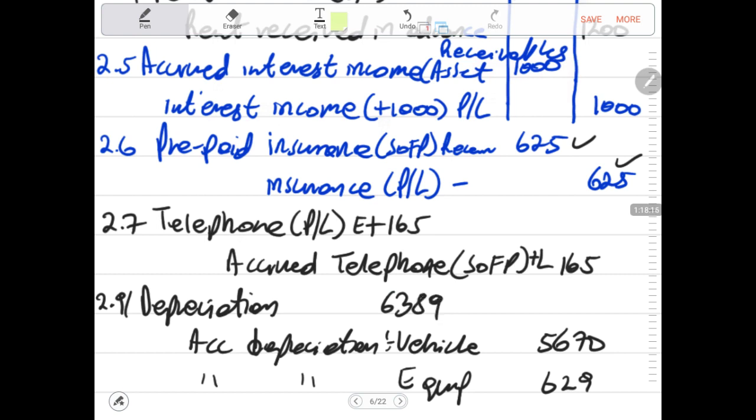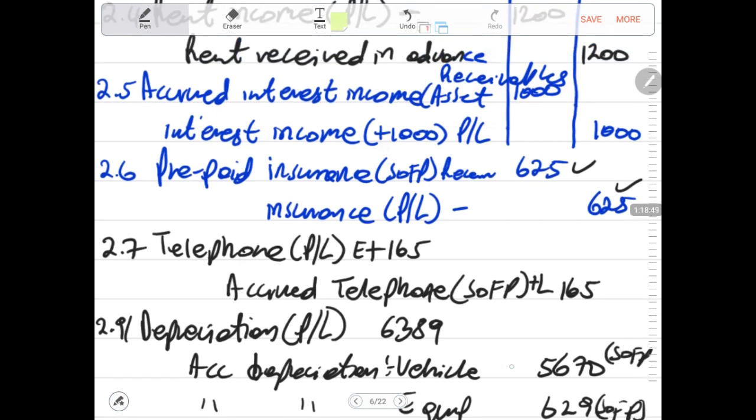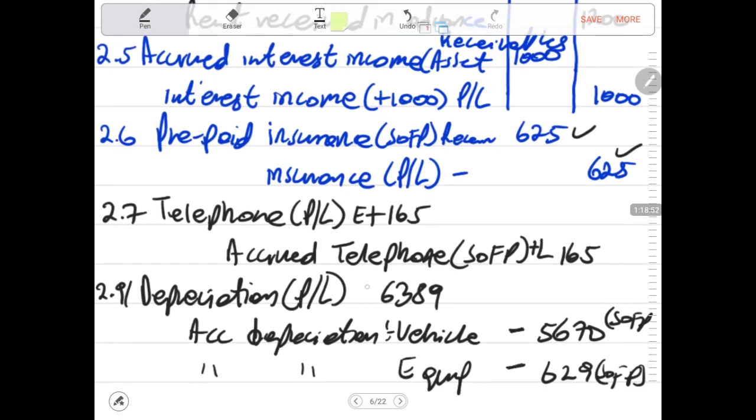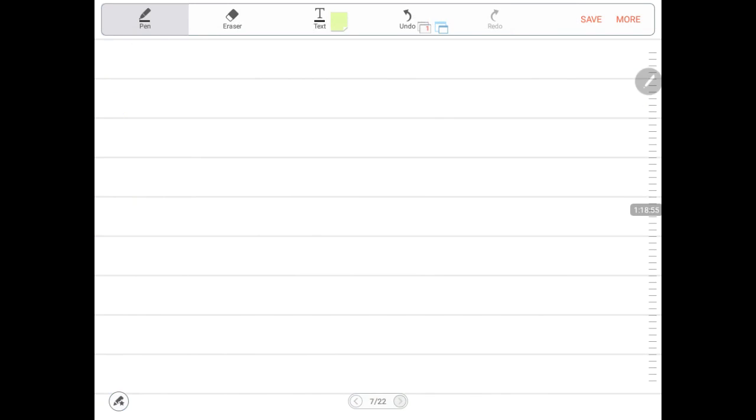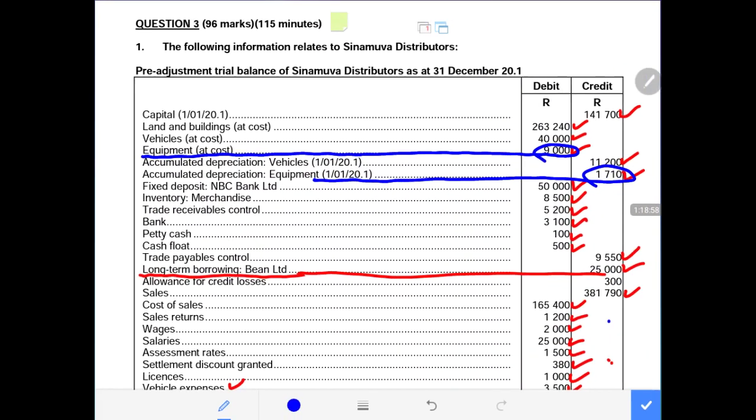Now again the question is, how much depreciation will be recorded in the income statement? This is the depreciation that will go to the income statement as one amount, but specifically for vehicles is this amount. Specifically depreciation that goes to the income statement for equipment is 629. So this is how we account for this. Remember, this is the profit and loss statement. This goes to the statement of financial position, and this will be reducing the assets, increasing the expenses. So we have accounted also for that.